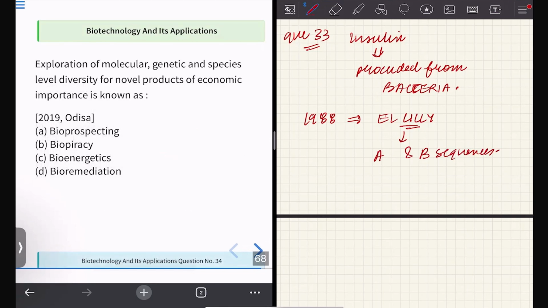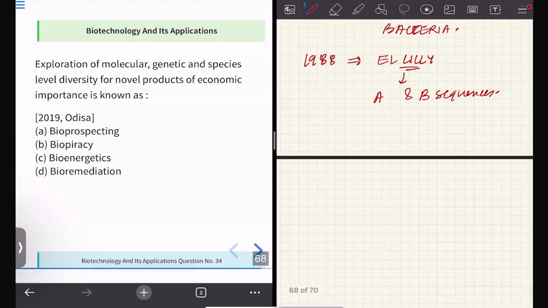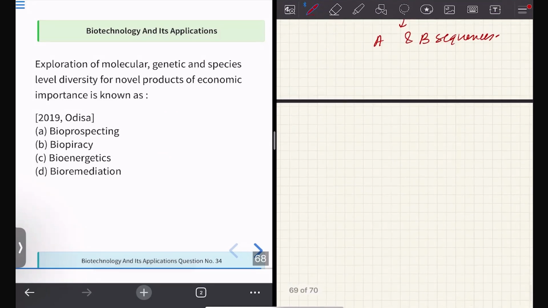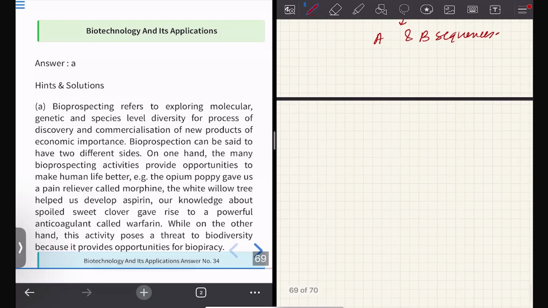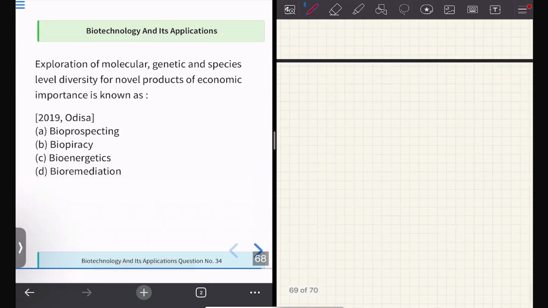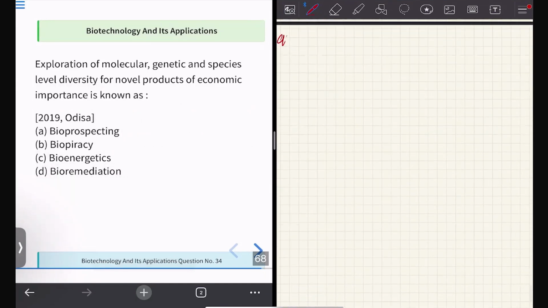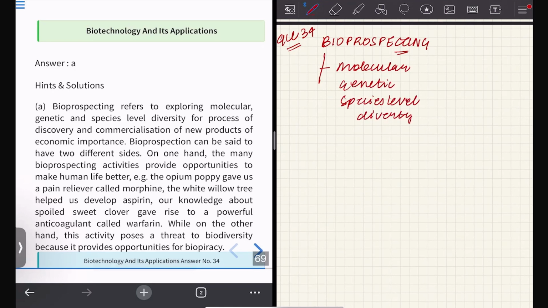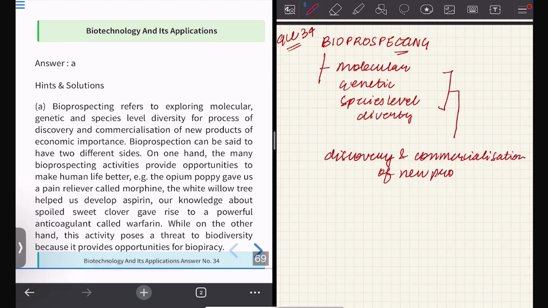Okay. Next, we have exploration of molecular, genetic, and species-level diversity for products of economical importance. This is the definition for bioprospecting. So we have question number 34. So let us know about bioprospecting. Bioprospecting is the exploration of molecular, genetic, and species level diversity, or the process of discovery and commercialization of new products. And these products are of economical importance.